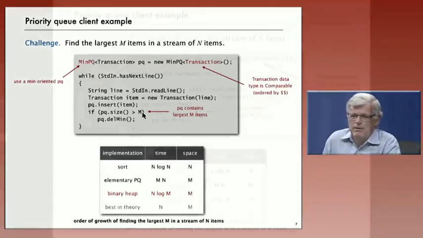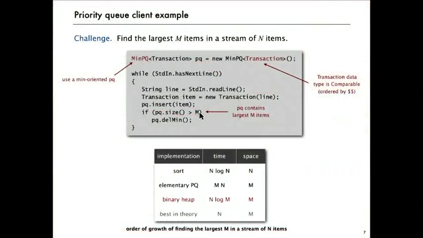Now, how are we going to implement or solve this problem? Well, you can think of lots of ways to go ahead and solve this problem of finding the largest M items in a stream of N items. So, for example, you could sort them and then just look at the M at the end. But by setting up the problem, I already kind of ruled that one out because we don't have the space to sort them all, to store them all. So sort is out of the question.